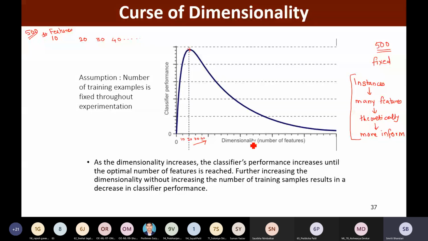We have kept the number of training examples fixed. So for a fixed number of training examples, if we go on increasing the number of features, after it reaches some optimal number of features, my classifier performance goes on decreasing. So there is no value addition in adding more features. And this problem is known as the curse of dimensionality. Are you able to understand?